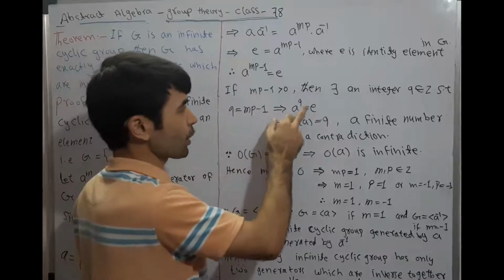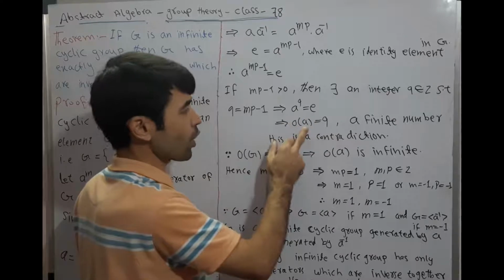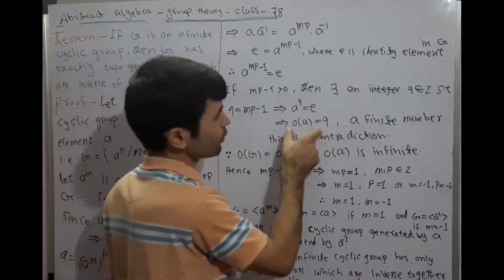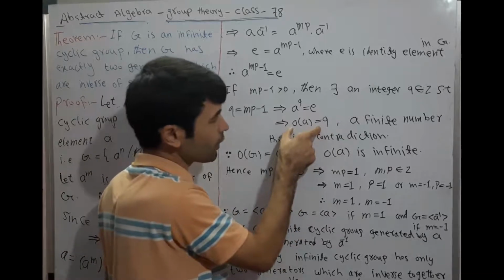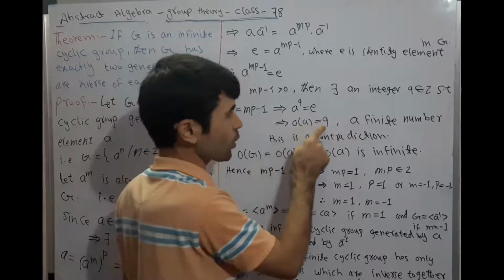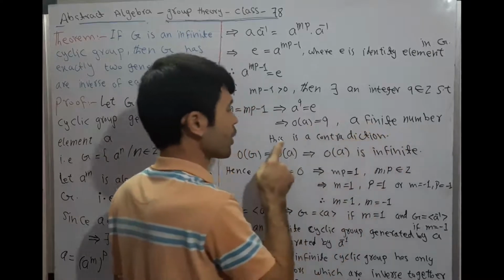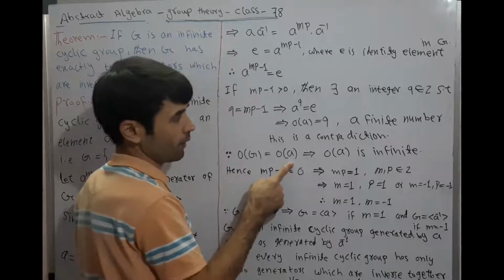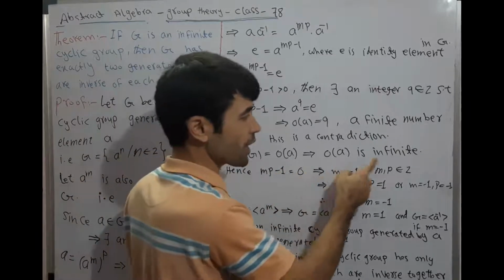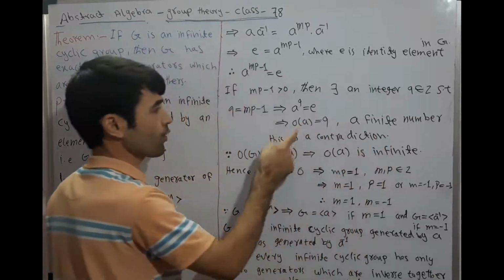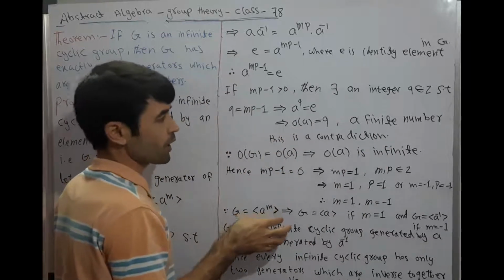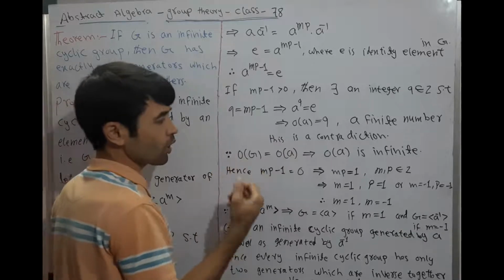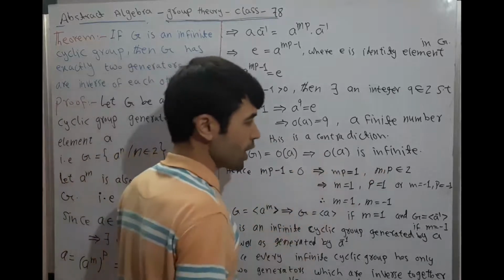This implies a to the power q is equal to e. This implies the order of a is equal to q. According to the definition of the order of an element, the order of a is equal to q, a finite number. This is a contradiction since the order of G is equal to the order of a. The order of a cannot be finite, because the order of G is equal to the order of a. Therefore, the order of a is infinite.